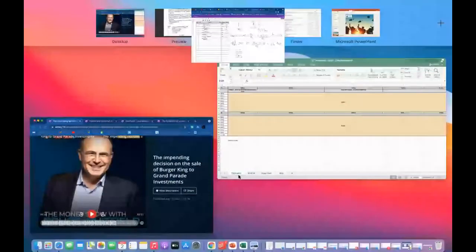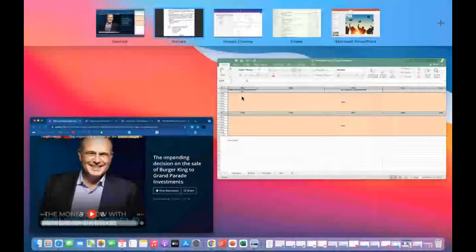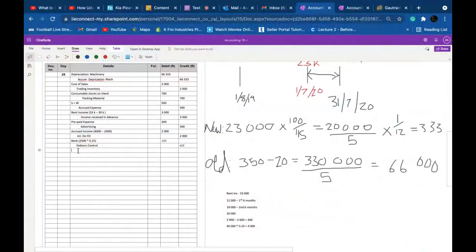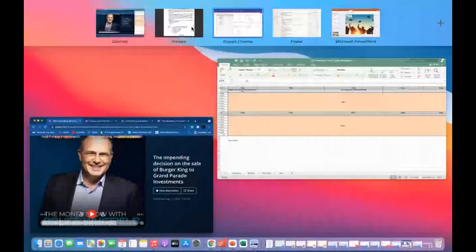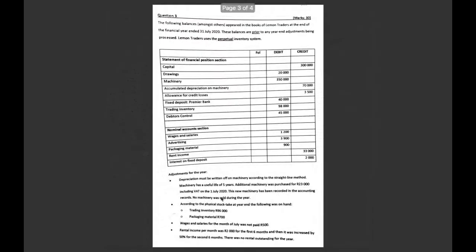Let's go back now to the question. And the remaining balance must be written off. So this 75% needs to be written off. How do we do that? Remember at the end of the question, let me show you. It says ignore that, pay no mind to that. I know when it came to our depreciation, we did pay attention to VAT because they had told us it's 23,000 including VAT. Guys, depreciation calculations are always excluding VAT.